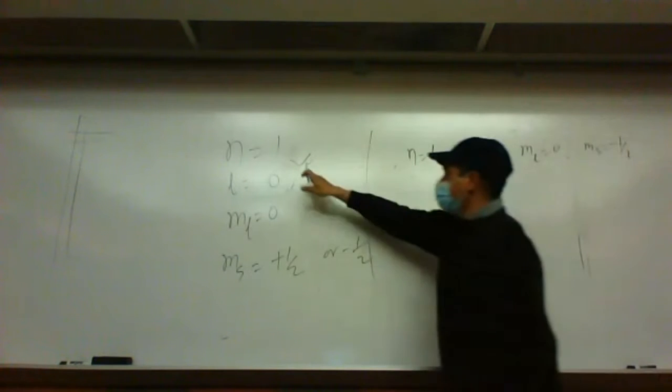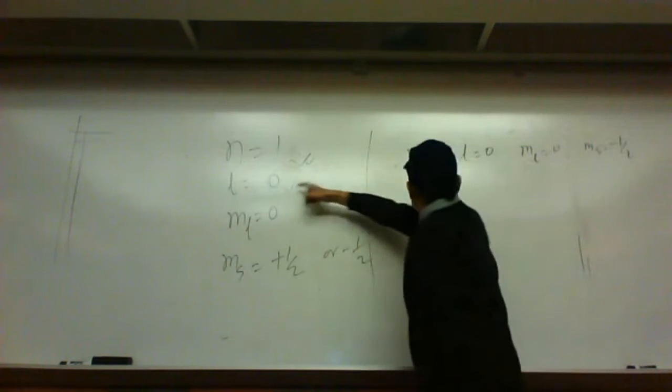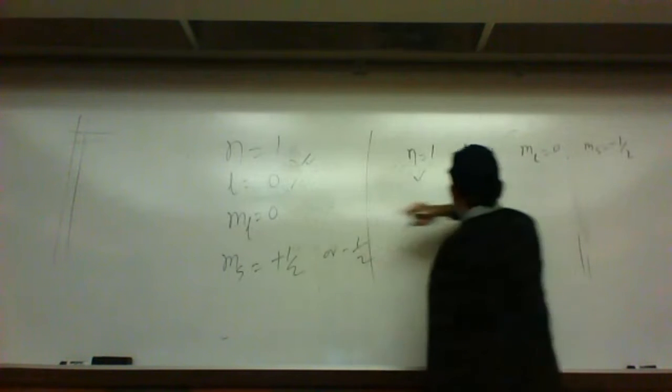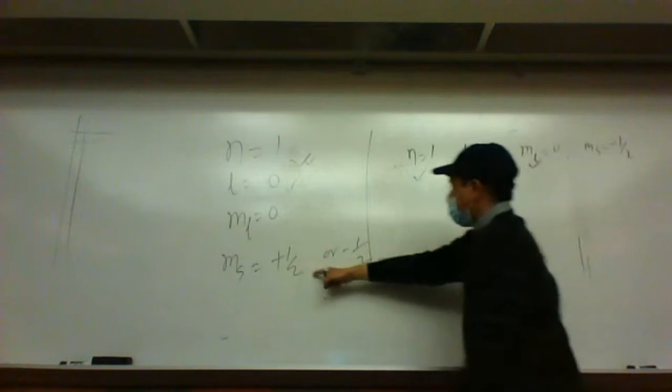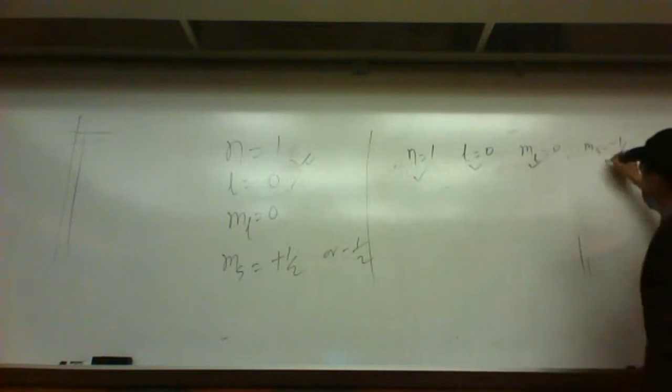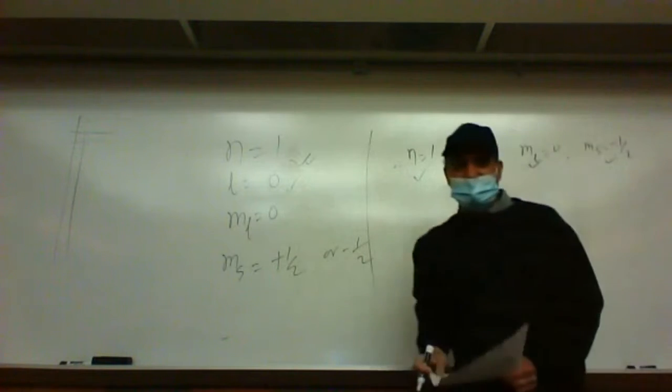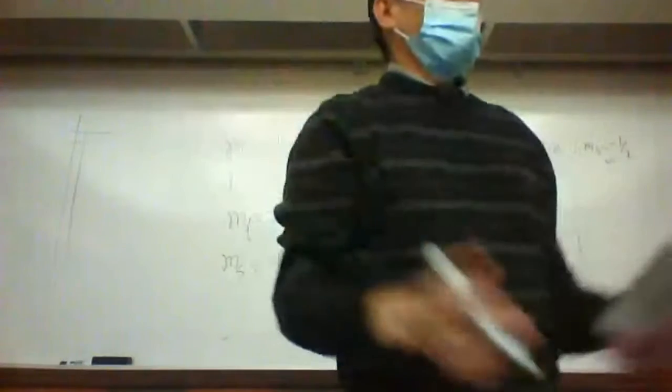Look here. We have N equals 1. So good. L equals 0. This is good. ML equals 0. This is good. MS is equal to either plus half or minus half. This is good. So number D is right. Any question here? I think it's good.